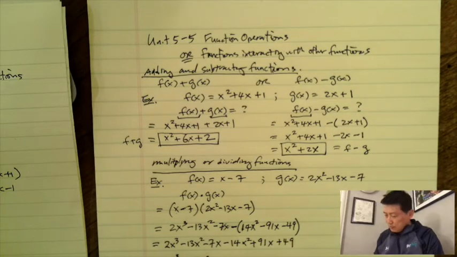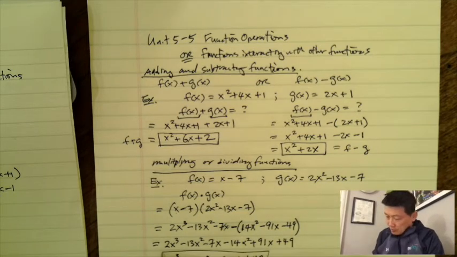You got two terms of x's, right? Negative 7x and 91x. Then the negative 7x plus 91x, you got positive 84x. And there's only one term with a number, so you have plus 49. So there you go. Here is your answer for f of x times g of x.